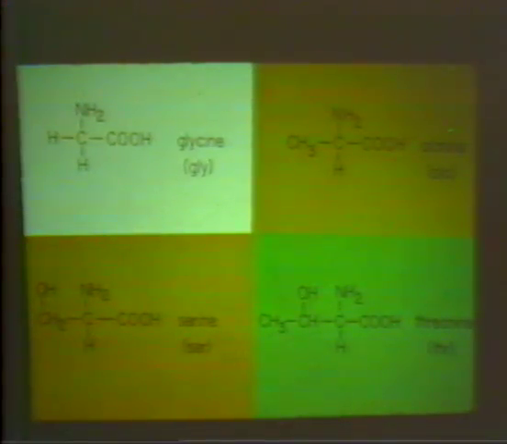We see, first of all, in the upper left-hand corner, glycine. It has several characteristics. First of all, it's the simplest amino acid. Its side chain is a hydrogen. Now, since it's a hydrogen, the alpha carbon is not asymmetric. There are two hydrogens on the alpha carbon. This is the only amino acid that does not have an asymmetric carbon.